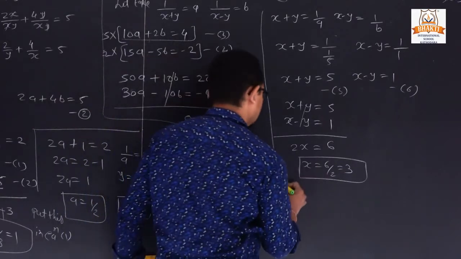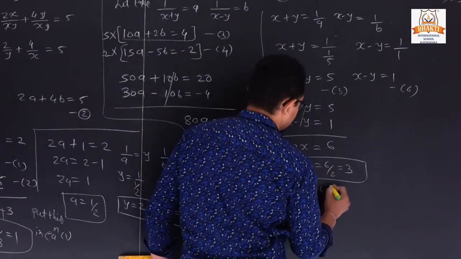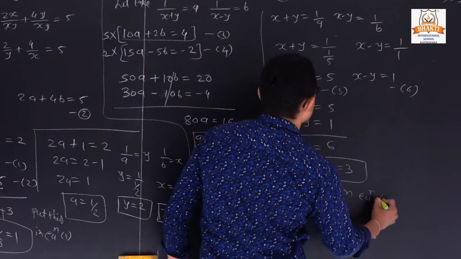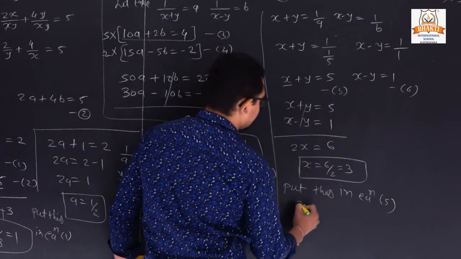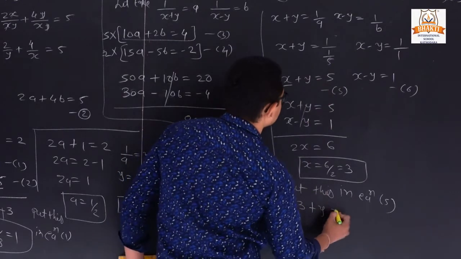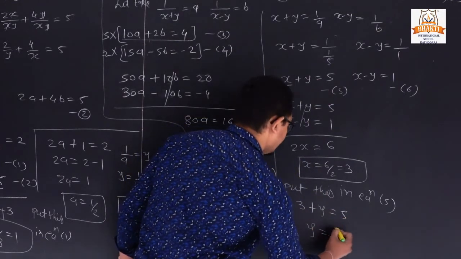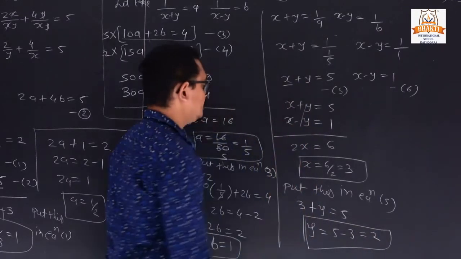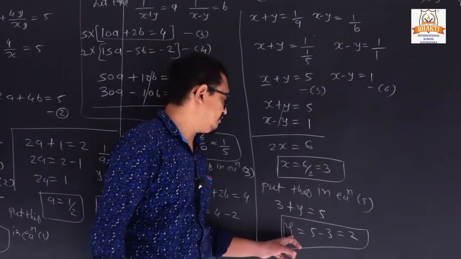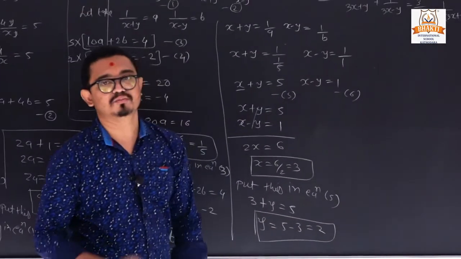Now put this value in equation number 5. So x is replaced with 3, x plus y is equal to 5. So y is equal to 5 minus 3. So it is 2. So what is our solution? x is equal to 3 and y is equal to 2.